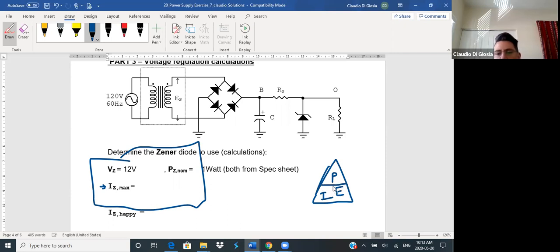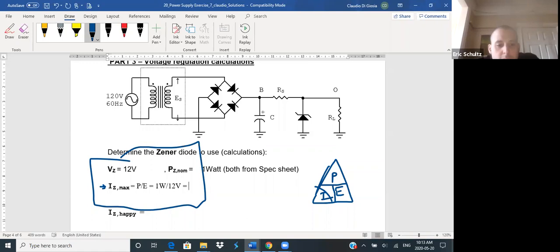Okay, so what am I looking for? I'm looking for the I. How do I get the I? It's P over E, so P divided by E. The only P and E that I have here is my PZ nom of 1 watt. So 1 watt, and I'm going to divide that by the only voltage I have here, which is 12 volts.